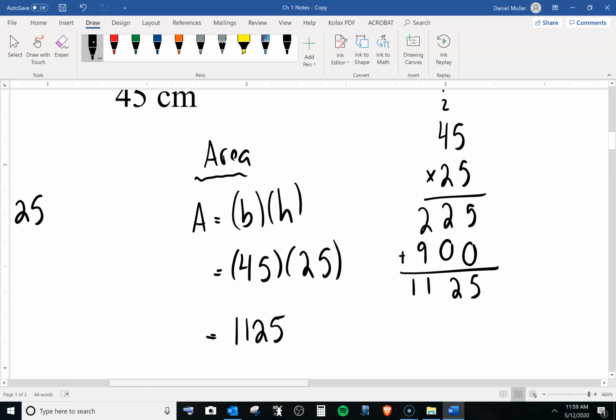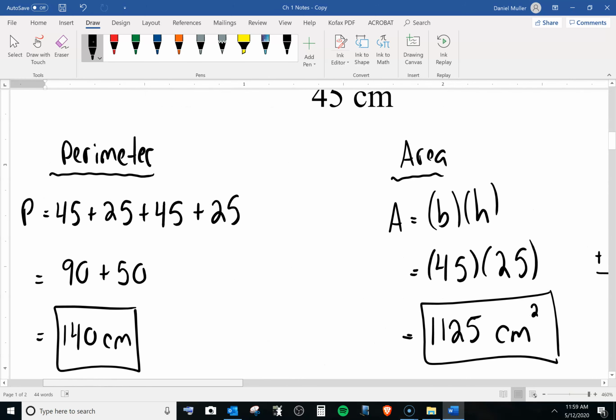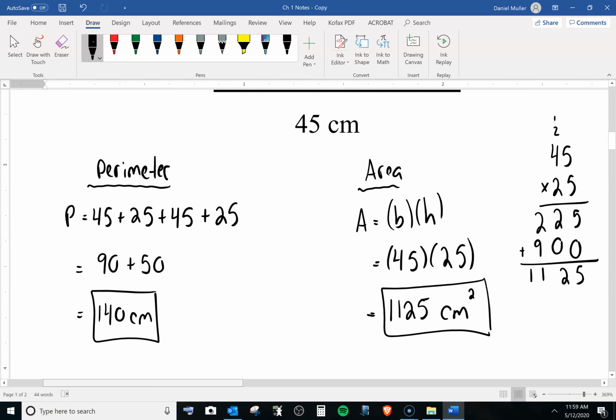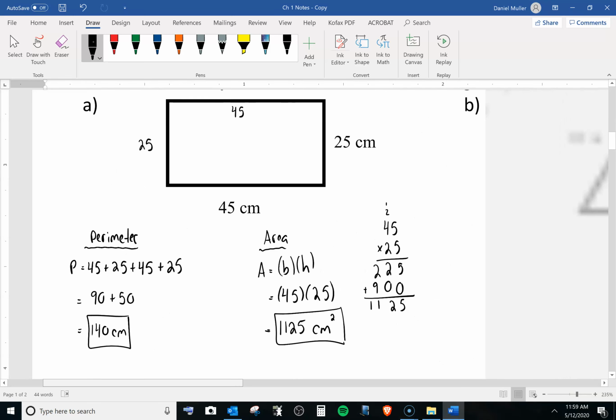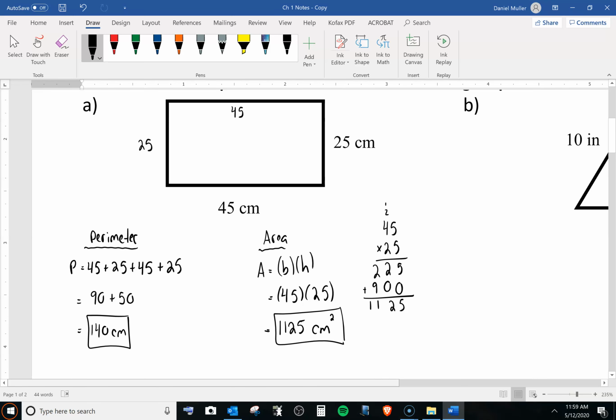And when you're finding area, we're finding the space in between. That is always squared. It's a 2D shape, so we're going to have the units squared. When we do volume, that's going to be a 3D shape, and we're going to find the space in between, so that would be centimeters cubed. The space in between here is a 2D shape. We're just going to square it, and the perimeter around is always just a power of 1. So that is the first question, and we'll do the next one in just a moment.